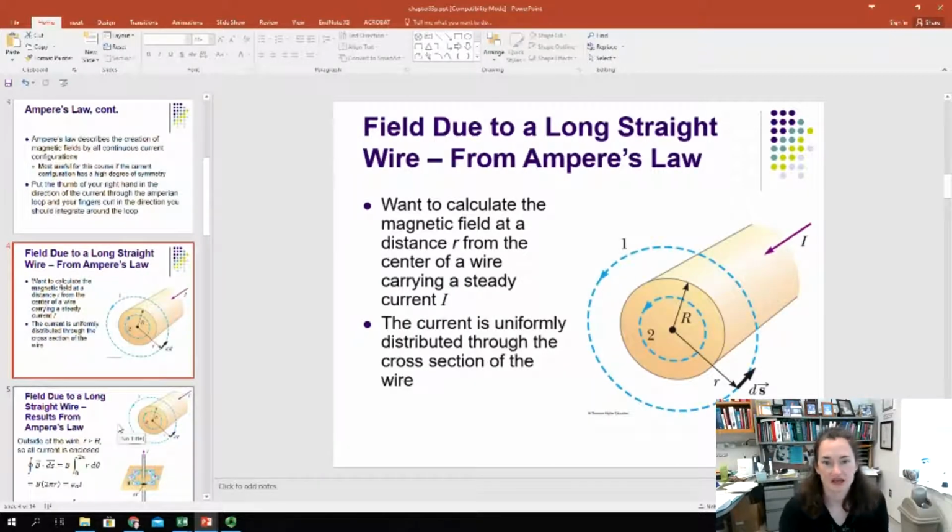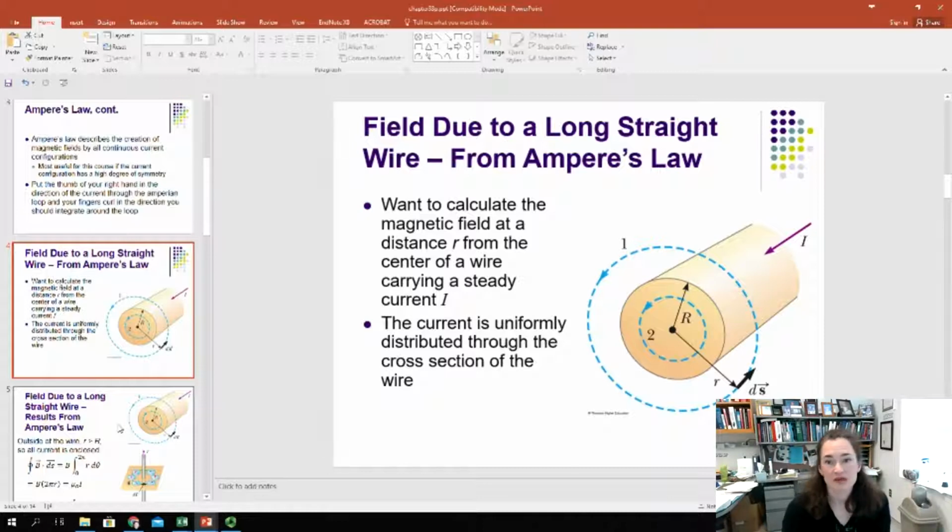Well, we want to calculate the magnetic field at some distance r away from the center of a wire, a big fat wire, let's say for our purposes here. And that wire is carrying a steady current I, okay? And we're going to assume that this current's been on for a nice long time, it's uniform, and it's uniformly distributed throughout the cross-section of the wire.